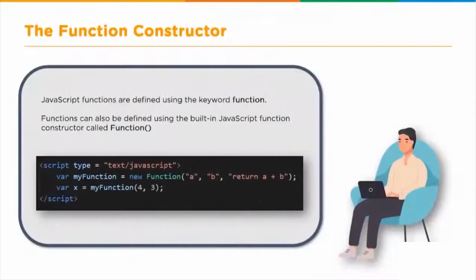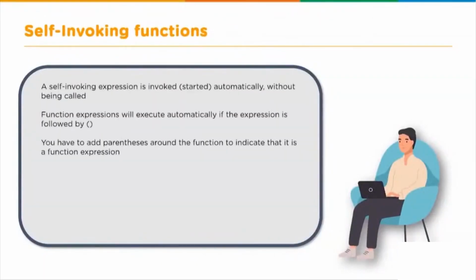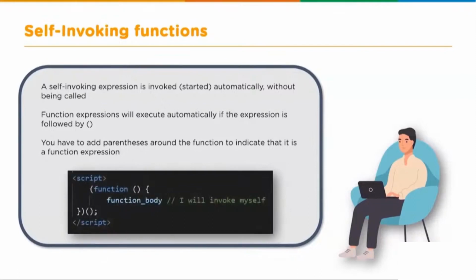Next up, we learn about self-invoking functions. Now, as the name suggests, these functions are invoked automatically without being called. Now, previously when we learned about function expressions, we saw that parentheses were crucial. So you have to add parentheses around the function to indicate that it is a function expression. So here is a syntax for you. So what we've done is we've made sure we've enclosed the entire function within parentheses. So let me help you with that.